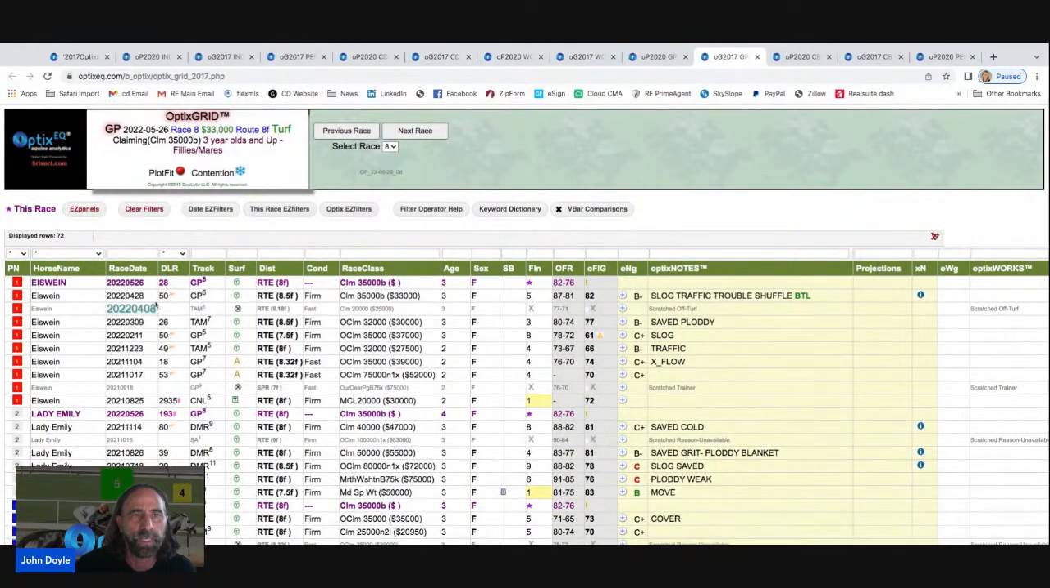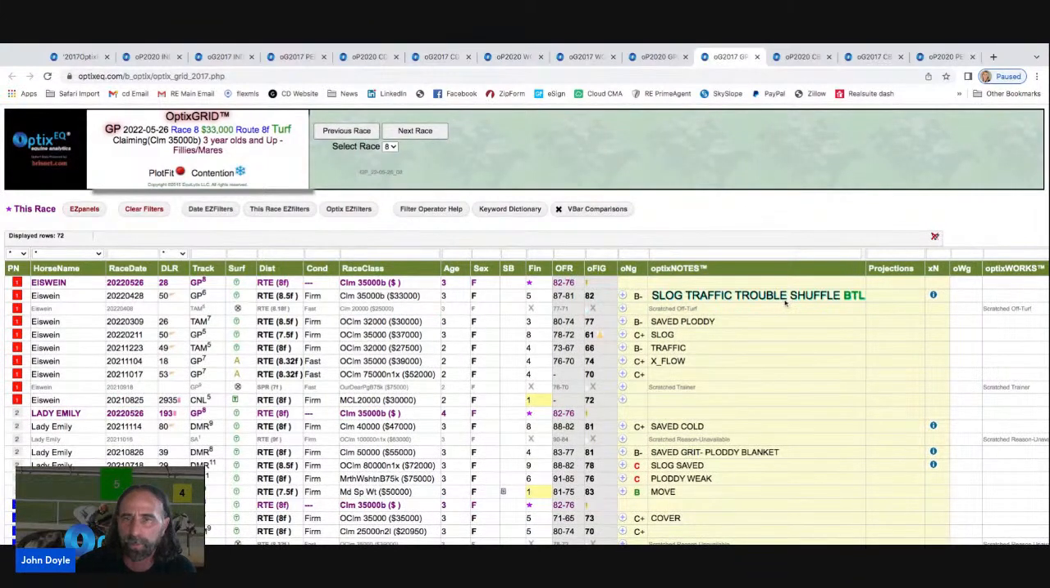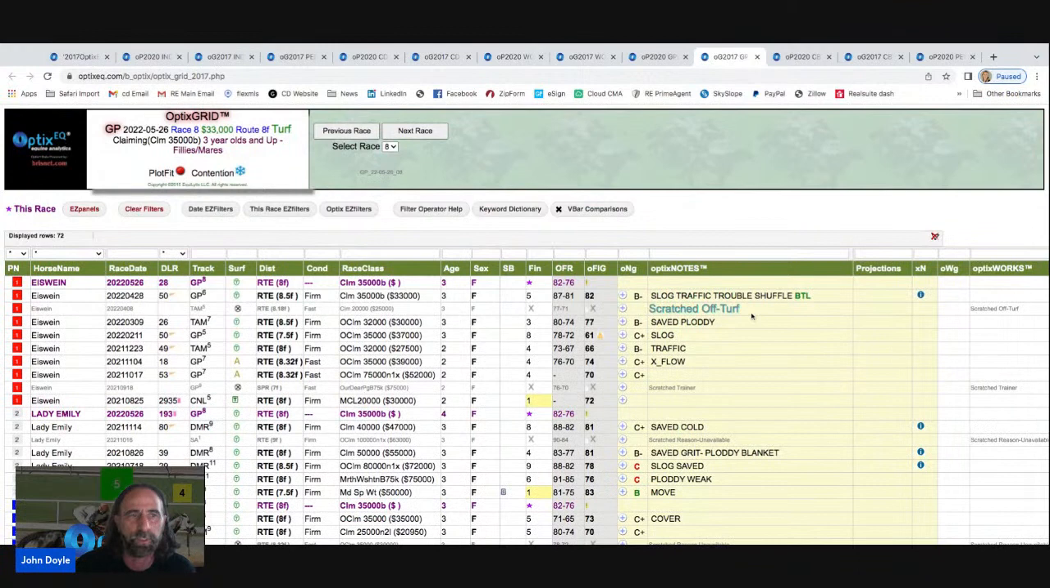This horse came off a 50-day layoff, so this is his second race off a layoff. That 82 fits right with this, and that was a better-than-it-looks race. The horse had traffic, had trouble. Just that alone, especially at 9-1, makes this horse a contender in my book. No doubt about it.